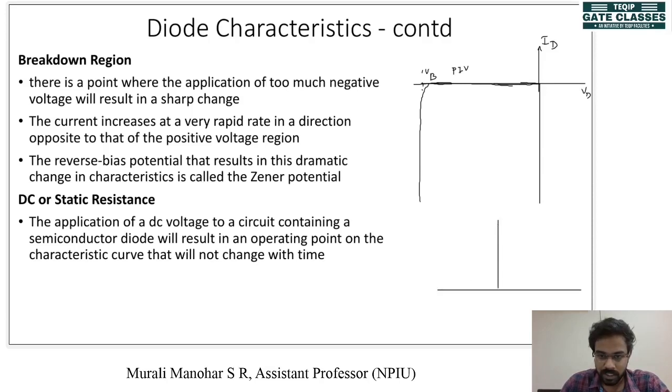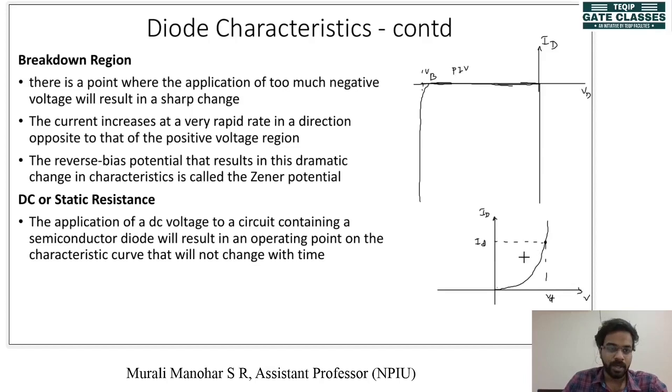If we look at the characteristics of a diode, we can see that there will be an operating point for this diode. That is, if we are applying a DC voltage to a diode, there will be an operating point to the diode. That is, there will be a voltage corresponding to the applied DC voltage. Let's call it VD, and there will be a current corresponding to that DC voltage. That current is called ID.